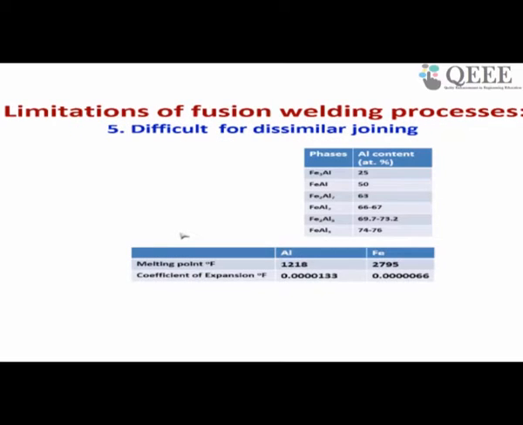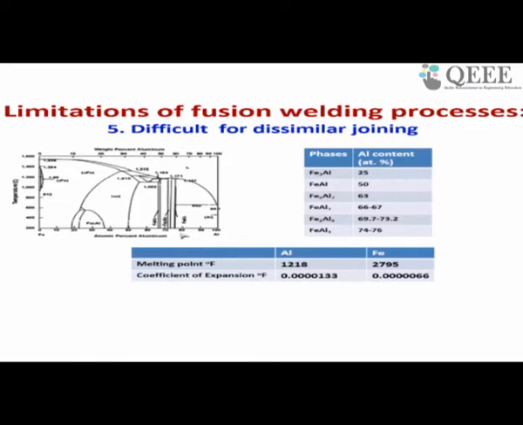So next one is for dissimilar materials. When you want to join dissimilar materials, for example, aluminum with steel, you can see this phase diagram. This phase diagram says that, for example, if your alloy composition is this much, you are getting Fe3Al. At different alloy percentages, you are getting different types of intermetallic compound. You can see Fe3Al, FeAl, Fe2Al5, FeAl2, and these intermetallic compounds form at the interface between the two joints. Yes or no?